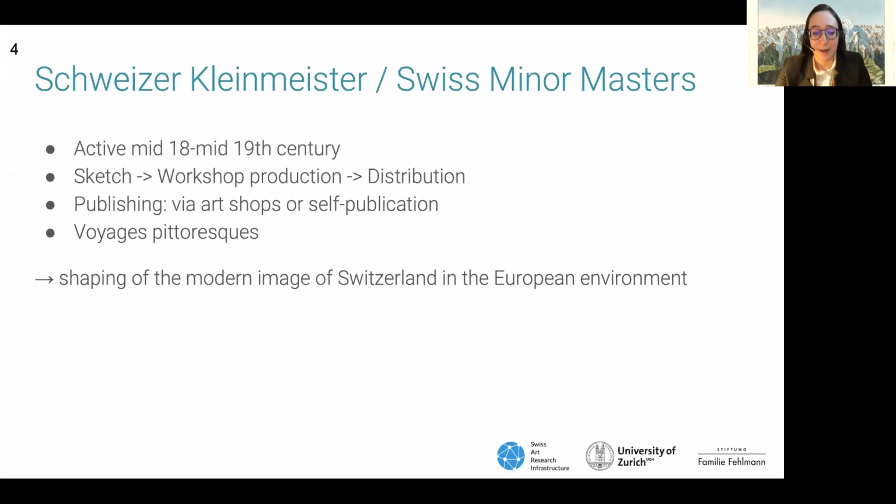The prints and drawings in particular have been created between the mid-18th and mid-19th century by the so-called Schweizer Kleinmeister, the minor masters of Switzerland. The production process of the prints is hereby interesting for us, as those masters tended to visit actual locations within Switzerland, create sketches there, bring them to workshops where they were etched and printed, and distributed them either via publishing houses or self-publication. Several of these images can be bundled into voyage pittoresque, which means they represent views along a designated route through Switzerland.